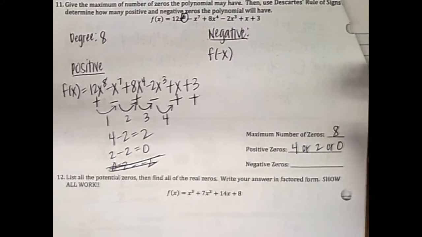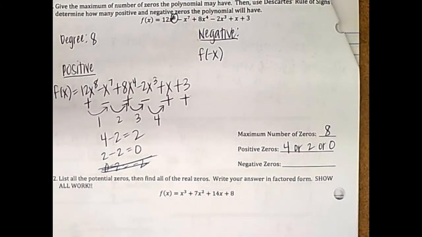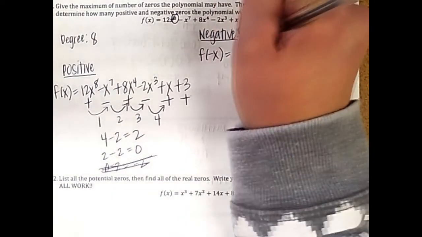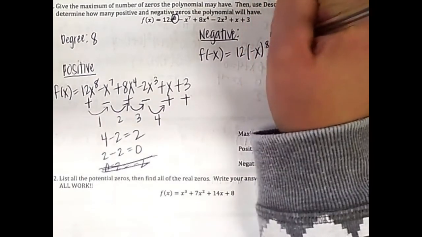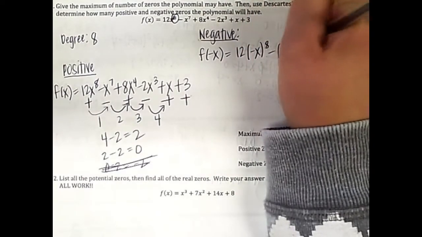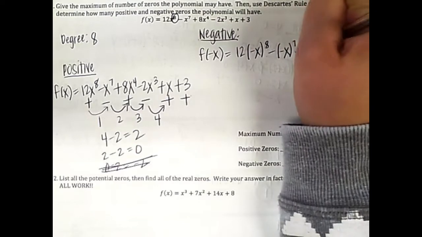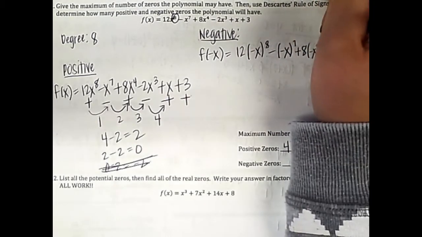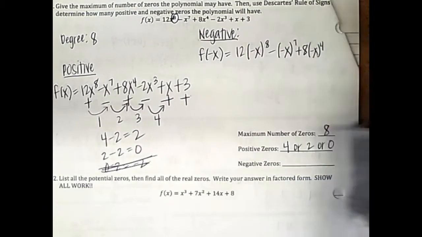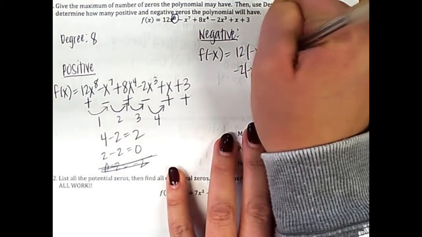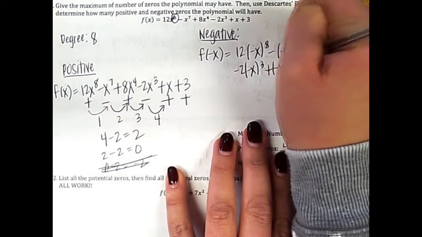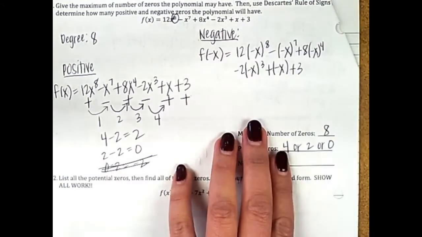Okay, so now let's look at our negative. The only thing that's different is now wherever there's an x, we plug in negative x. So negative x to the 8th minus negative x to the 7th plus 8 negative x to the 4th, I might run out of room here, minus 2 negative x cubed plus negative x plus 3.